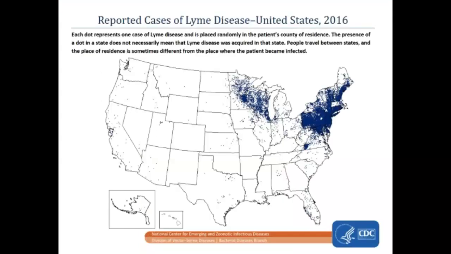I know multiple people in Menard County that have gotten Lyme disease. This is 2016 data. Every blue dot represents a case of Lyme disease reported to the Center for Disease Control. Okay, updated maps will be coming out in the near future. You guys want to know what's going on at a county level? Go to Illinois Department of Public Health's website, look up Lyme disease. But I wanted you to kind of see the big picture.